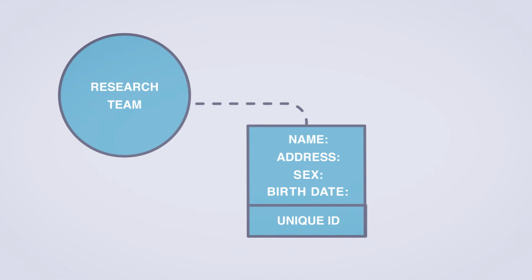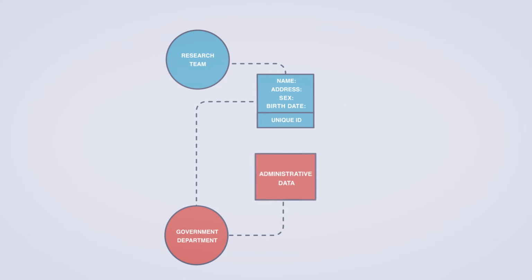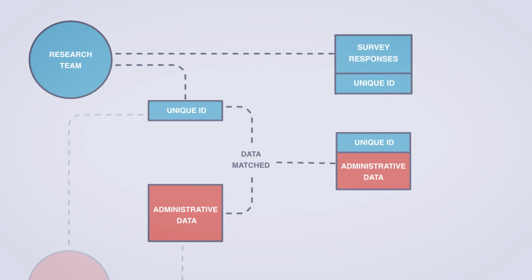The whole process works by exchanging information securely using a unique ID. The research team sends a few details like your name and address, as well as a unique ID, to the government department or agency who hold your records. This information is used to identify your records. Once this is done, the file containing your personal details is destroyed. Just your unique ID and the information from your administrative records are returned to the research team, who then match your administrative records with your survey responses.